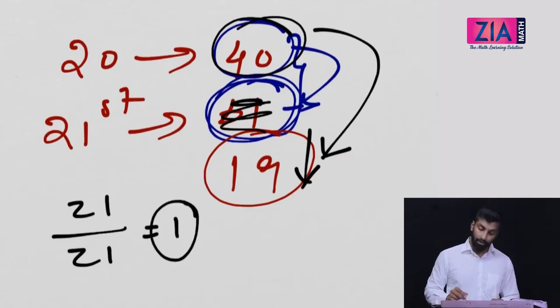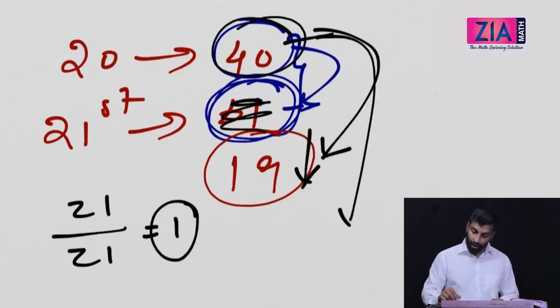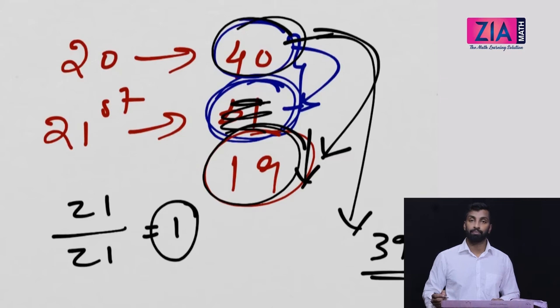So there will be a difference of 1 in the average. So what is the average? 40. What will be the new average? 39. Why? Because you scored less runs. How much less runs? 21 less runs. And you are dividing the 21 to 21 people, right?